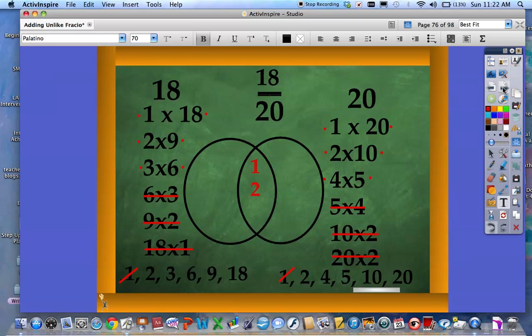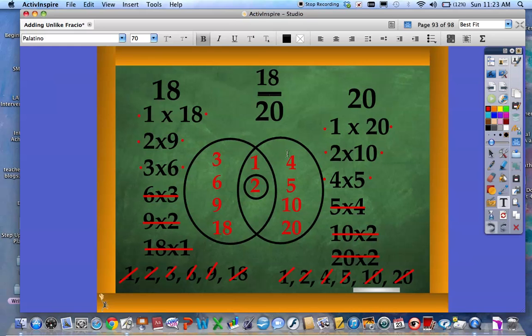Mark it out. 2. 3 is only on the 18 side. 4 is only on the 20 side. 5 is only on the 20 side. 6 on the 18 side. 9 on the 18 side. Again, going from least to greatest. 10 on the 20 side. 18 on the 18 side. And 20 on the 20 side.